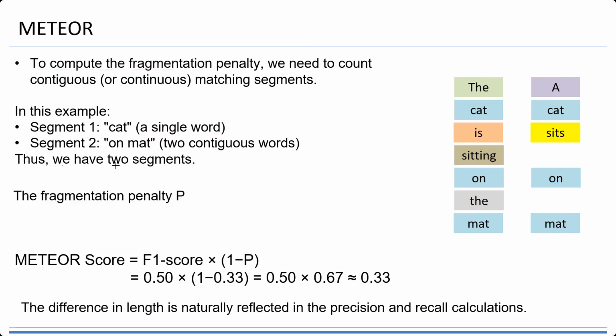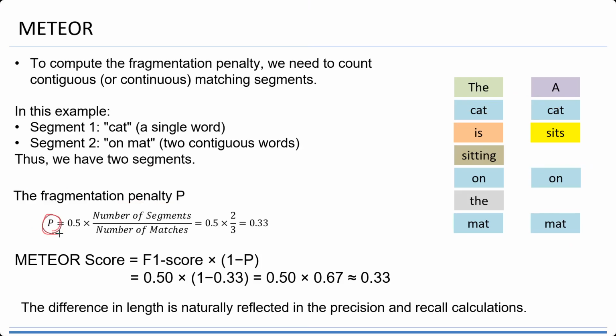We need to calculate how many segments we have. In this case, we have 2 segments. The first segment is cat and the next segment is on mat. Then we can calculate the penalty. How to calculate the penalty?